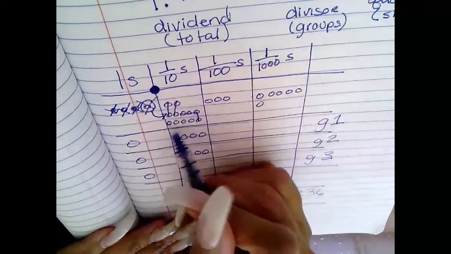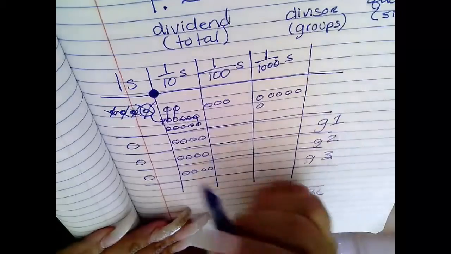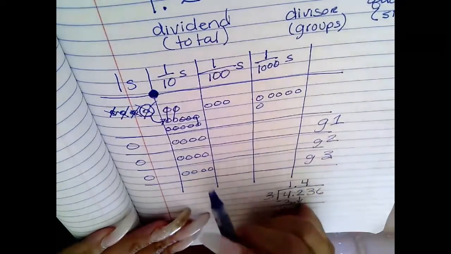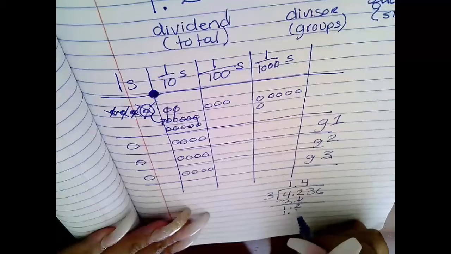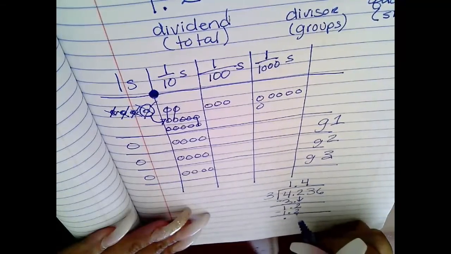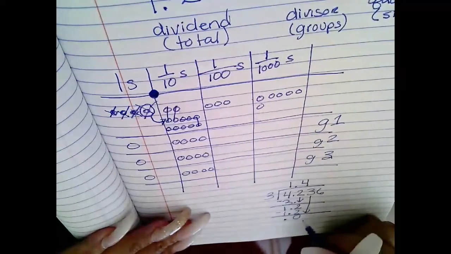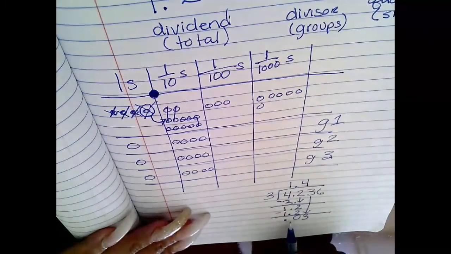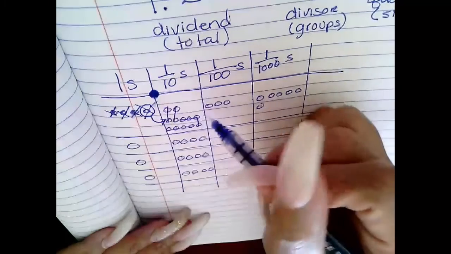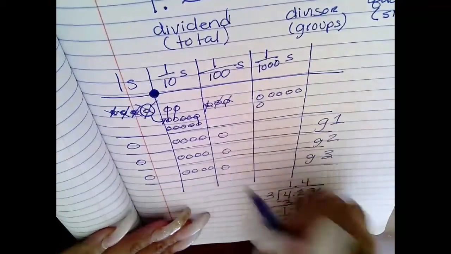And I like to cross them out as I use them. Wow. Each group got 4 tenths. Did I use all of the 12 tenths? Yes, I did. How many did I have left over? None. There are no tenths left. Now I'm looking at my 3 hundredths. How many hundredths will each group get? Yes, each group gets 1 hundredth.